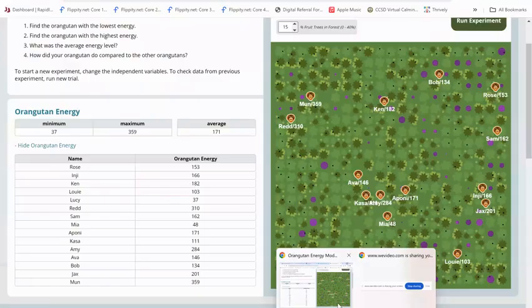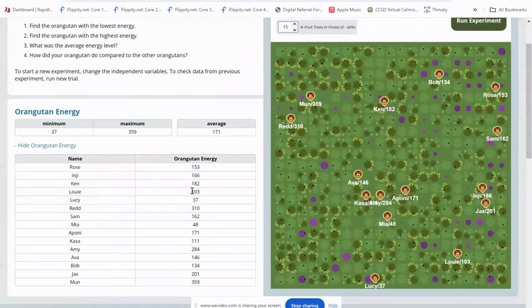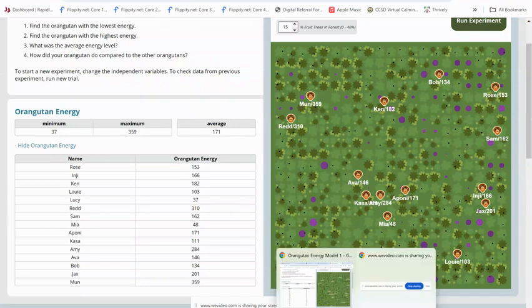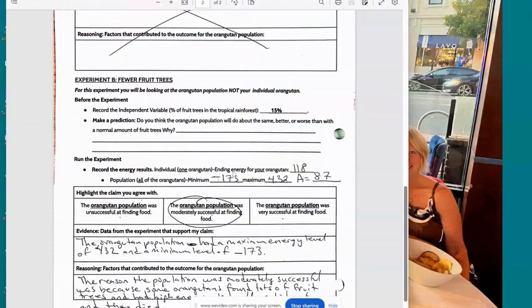So let's take a look at this one. Whoops. This time, there were no negative numbers. If you have a negative number, that means your orangutan died, that it didn't survive, because it went less than 0. When this student ran their experiment, they had negative 173. So they had some die.